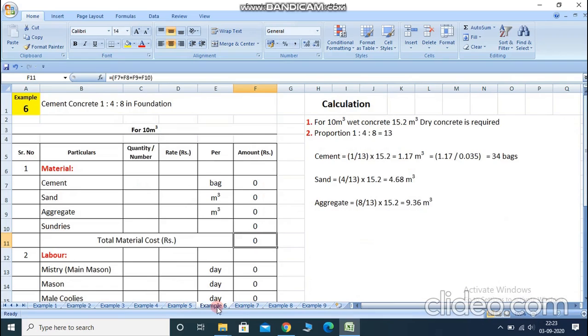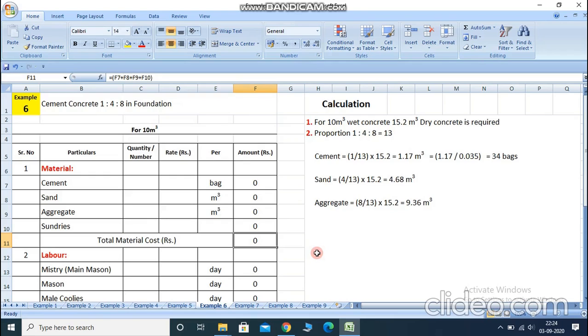Now in example number 6 we take another example, cement concrete of ratio 1:4:8 in a foundation. The ratio of the cement concrete is 1:4:8, so it is one part of cement, 4 parts of sand and 8 parts of aggregate.